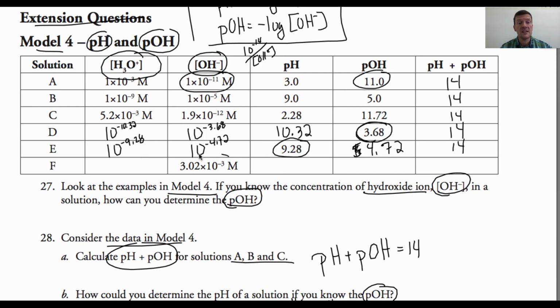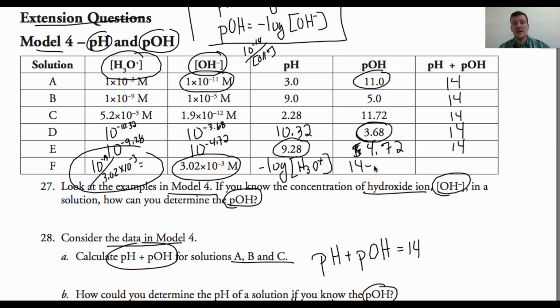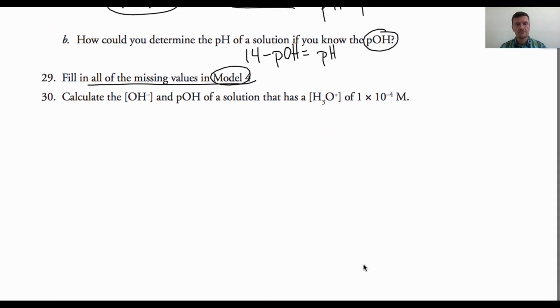All right? If you're given the concentration, then I could take 10 to the negative 14 and divide by this concentration, 3.02 times 10 to the negative 3, and that's going to give me my concentration of hydronium. And then I would just take the negative log of that concentration to get my pH, and then I could take 14 minus the pH to get my pOH. Okay?